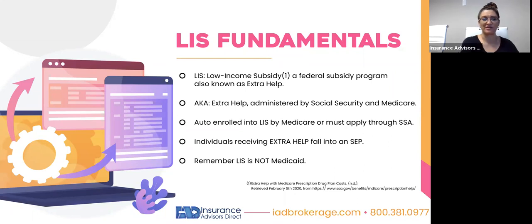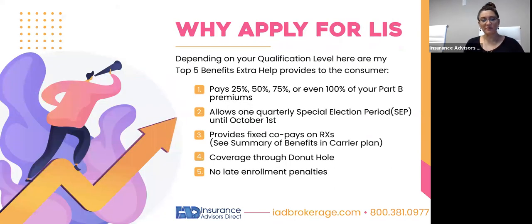Not to get too confusing on that, but now we want to know, why would anyone want to apply for LIS, or why would you want to know these options for your possible members, possible clients? Well, these are my top 5 benefits of extra help and what it can provide the consumer. Obviously, that Part B premium help, depending on their level of income, can go from paying 100% of that premium all the way down to 25%. Some of these individuals are living on just Social Security, maybe a small pension, and if they can have that Part B help, you are changing their quality of life.